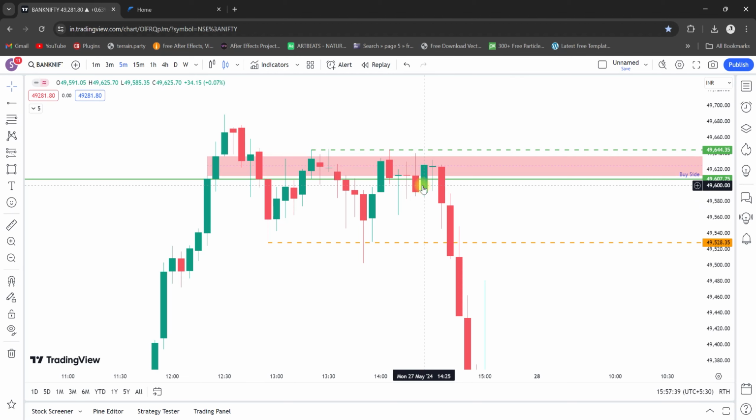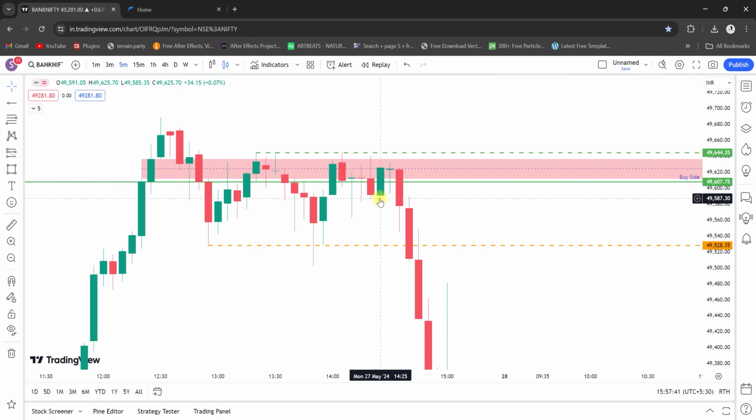After this candle, what happened? Yeah, it is a bull candle, and it means that it will be going upside. No, never take a trade when it is here.